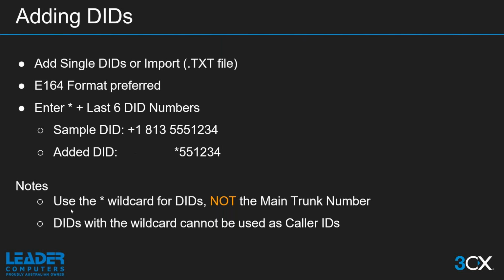You need to give a main trunk number for a trunk and then you'll be adding DIDs. So don't use the wildcard for the main trunk number. And DIDs with the wildcard cannot be used as caller IDs. For example, if you use star 551234 as the caller ID when you make an outbound call, the other side will see the number as invalid and directly reject the call. That is the reason you should not use the wildcard as a caller ID.